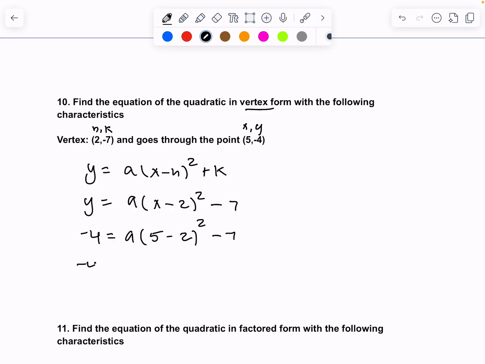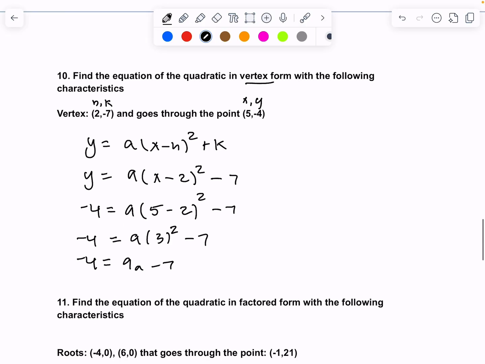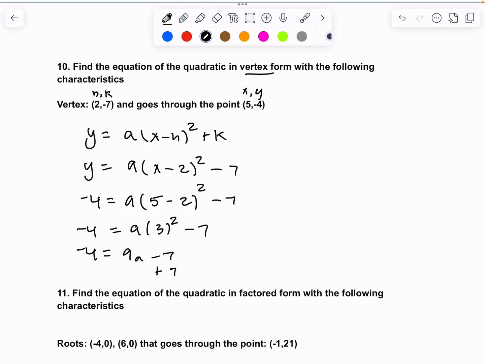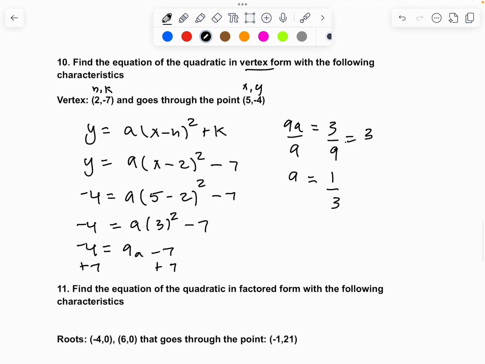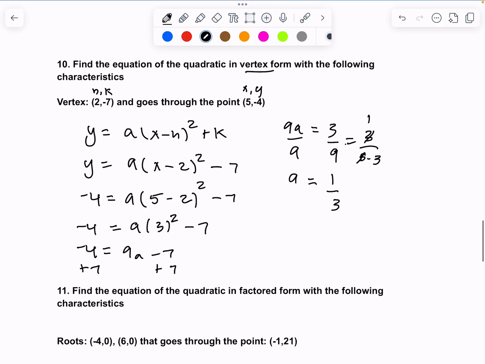Okay, let's do it step by step. Let's subtract the inside first. 5 minus 2 is 3. Okay, 3 squared. Well, that's 9. Okay, I got to solve for a, so I'm going to move the 7 to the other side. And I get 9a equals negative 4 plus 7 is 3. And then I need to divide by 9 to get a by itself. 3 divided by 9 is 1/3, because this is the same thing as 3 over 3 times 3. So I can cancel this out and cancel that out. Okay, so I have a.